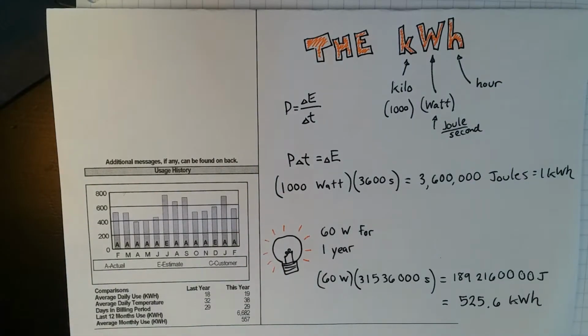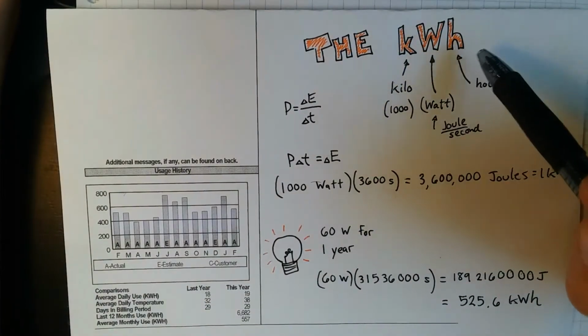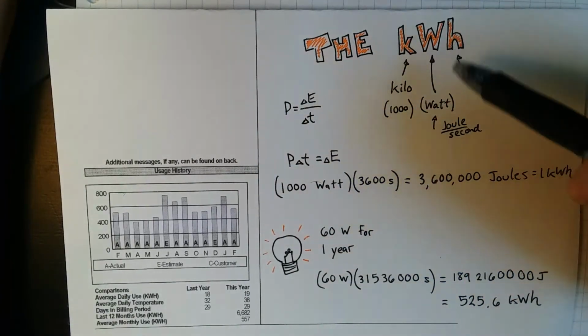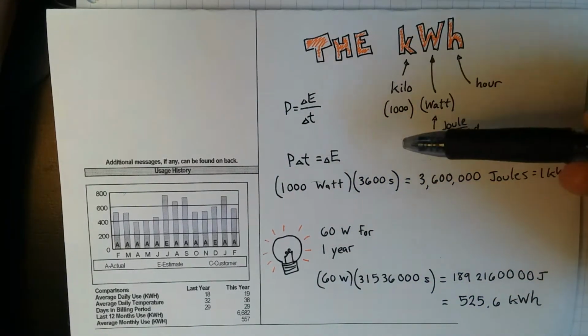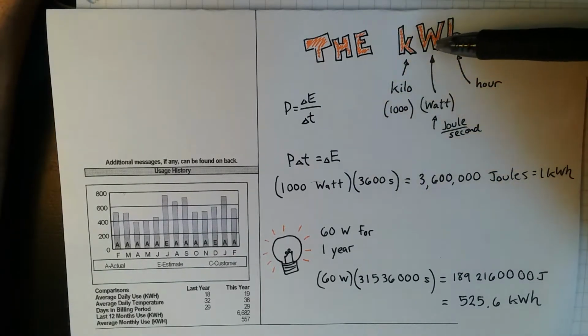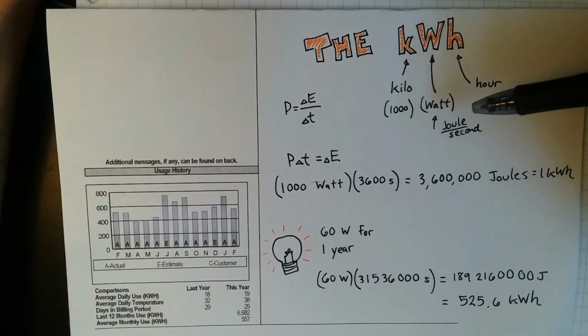Hey everybody, this is a video on the kilowatt hour, the kWh. K stands for kilo, W stands for watt. Kilo is just 1,000. That's that scientific prefix for that. Watt is that unit of power.